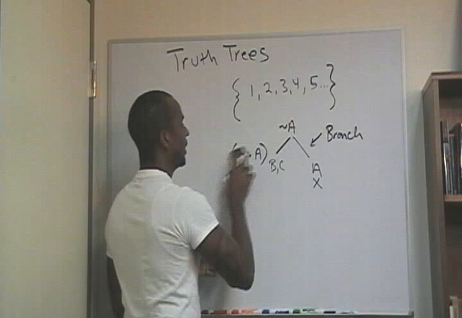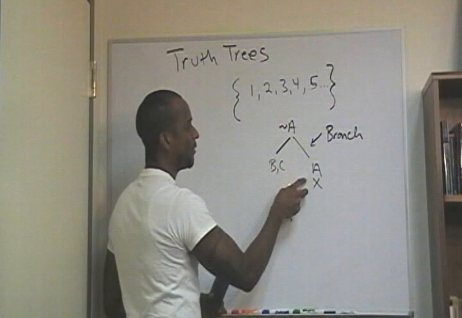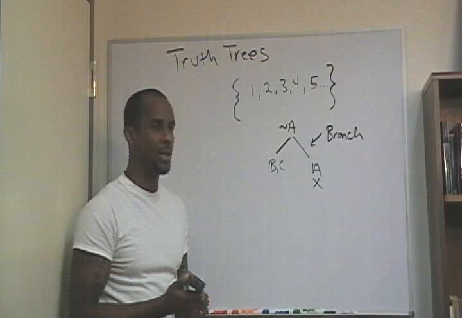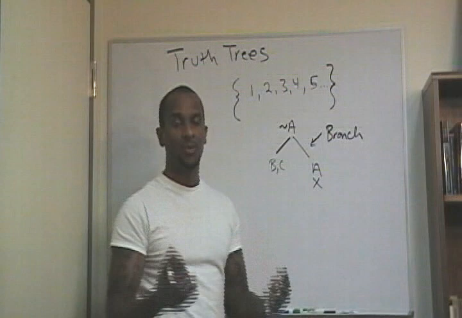Consistency is where the branch continues to open. Inconsistency arrives wherever we have a contradiction in the tree. So that's sort of like just the basic understanding of what the parts of the branch, the tree are, and the function that these parts have.